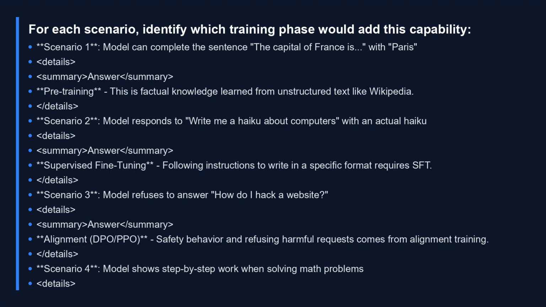A model refuses to answer "how do I hack a website?" That's alignment, where safety behavior and refusal of harmful requests get trained in via DPO or PPO. A model shows step-by-step work when solving math problems. That's GRPO, or SFT with reasoning demonstrations if you're providing explicit examples. And a model that understands medical terminology and anatomy. That's pre-training or continued pre-training on domain-specific text like medical papers and textbooks.